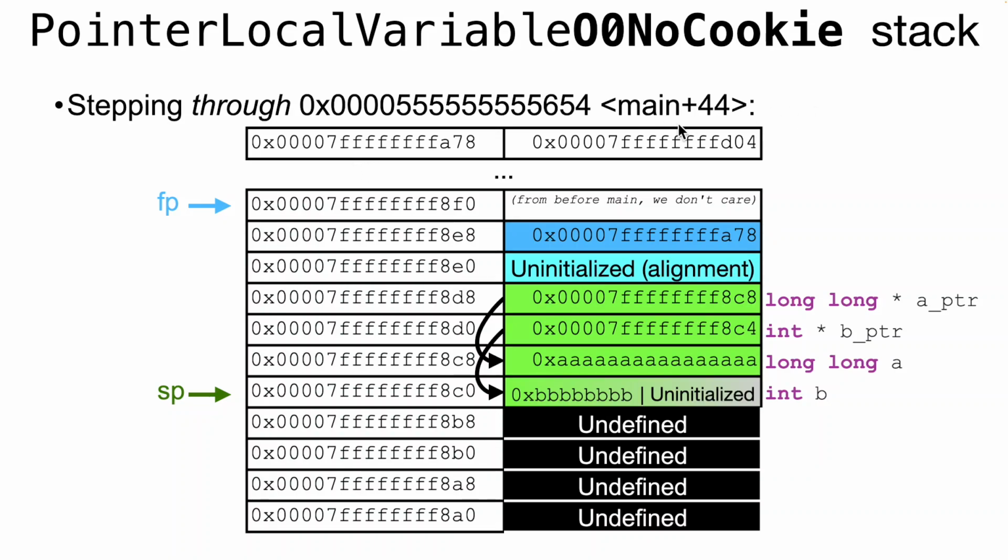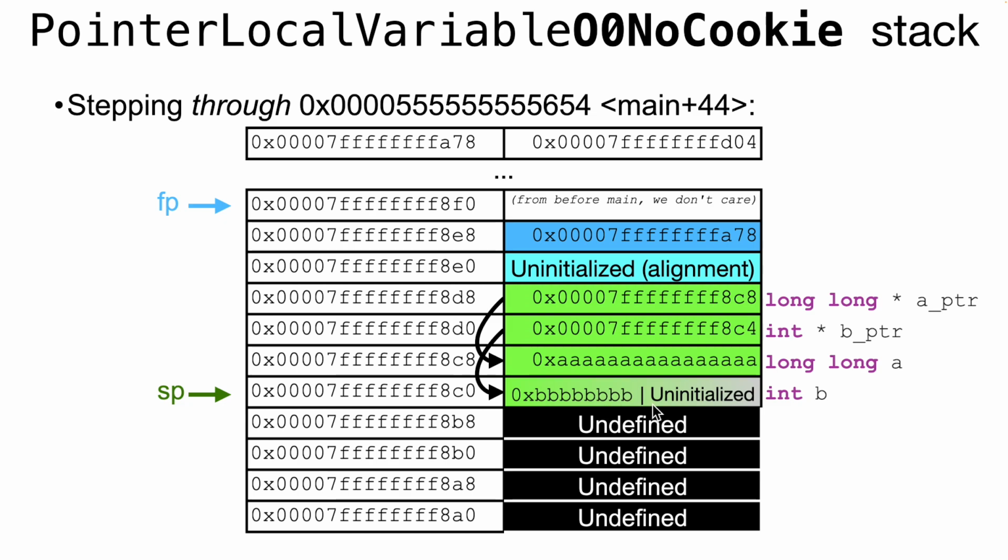And if you step through main plus 44, the last store, this is what you would see on the stack. So typical uninitialized alignment space after the saved frame pointer, but then we have A pointer, B pointer, A, and B. So first of all, again, there's no assumptions that can be made about the order that local variables that are non-structs are going to be stored on the stack.